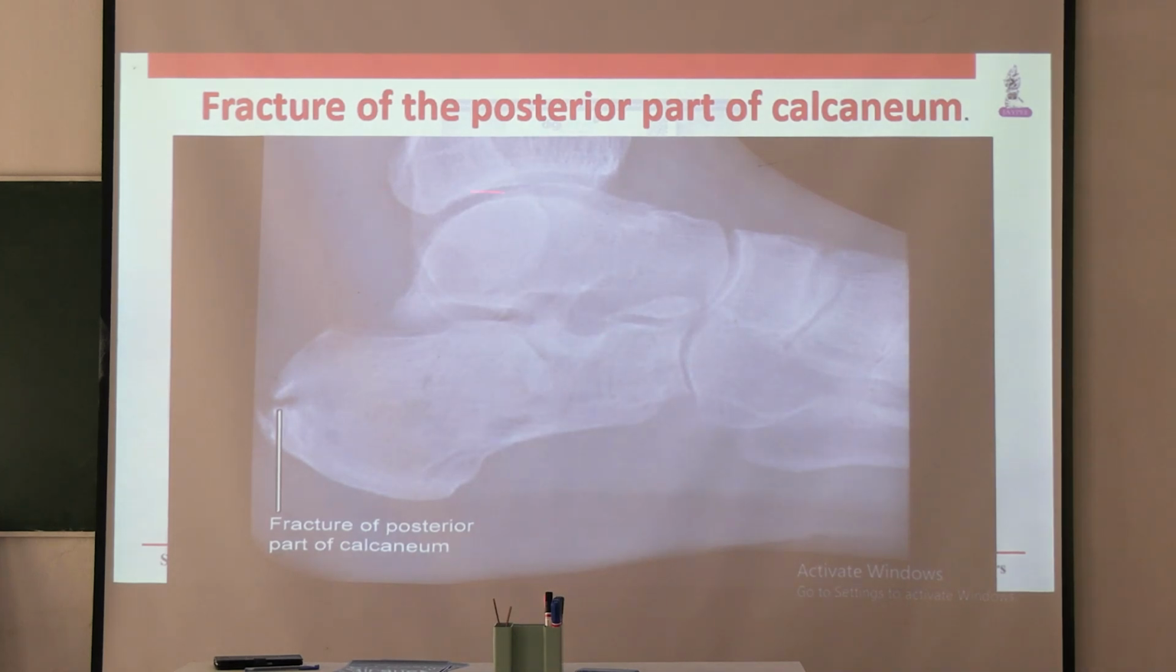Next we go to fracture of posterior part of calcaneum. Here is the fracture. Fracture of posterior part of the calcaneum. Due to fall over the heel, this fracture generally occurs. Okay.